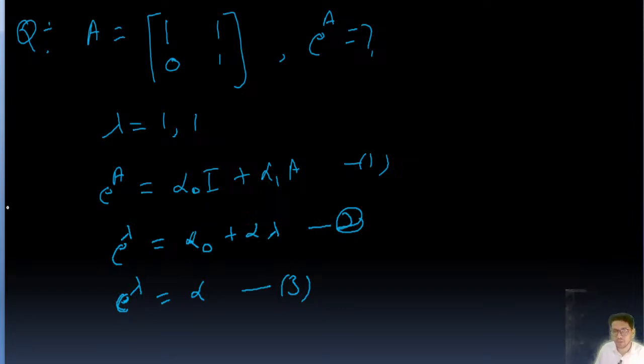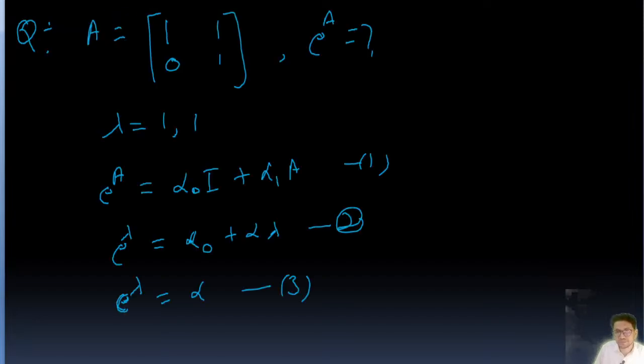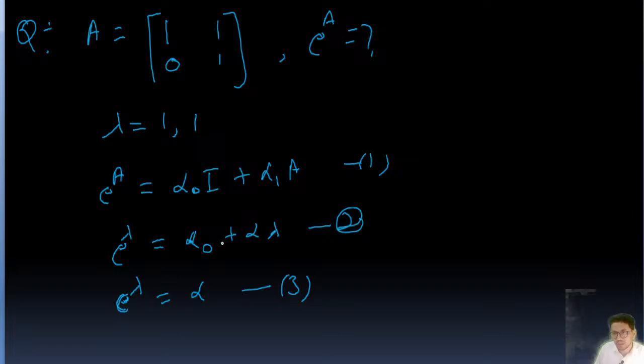Now for lambda equal to 1, putting lambda equal to 1 in equation 2, this is e to the power 1 equal to alpha naught plus alpha 1 into lambda, that is 1. So this is alpha naught plus alpha 1 equal to e. This is equation 4, okay?